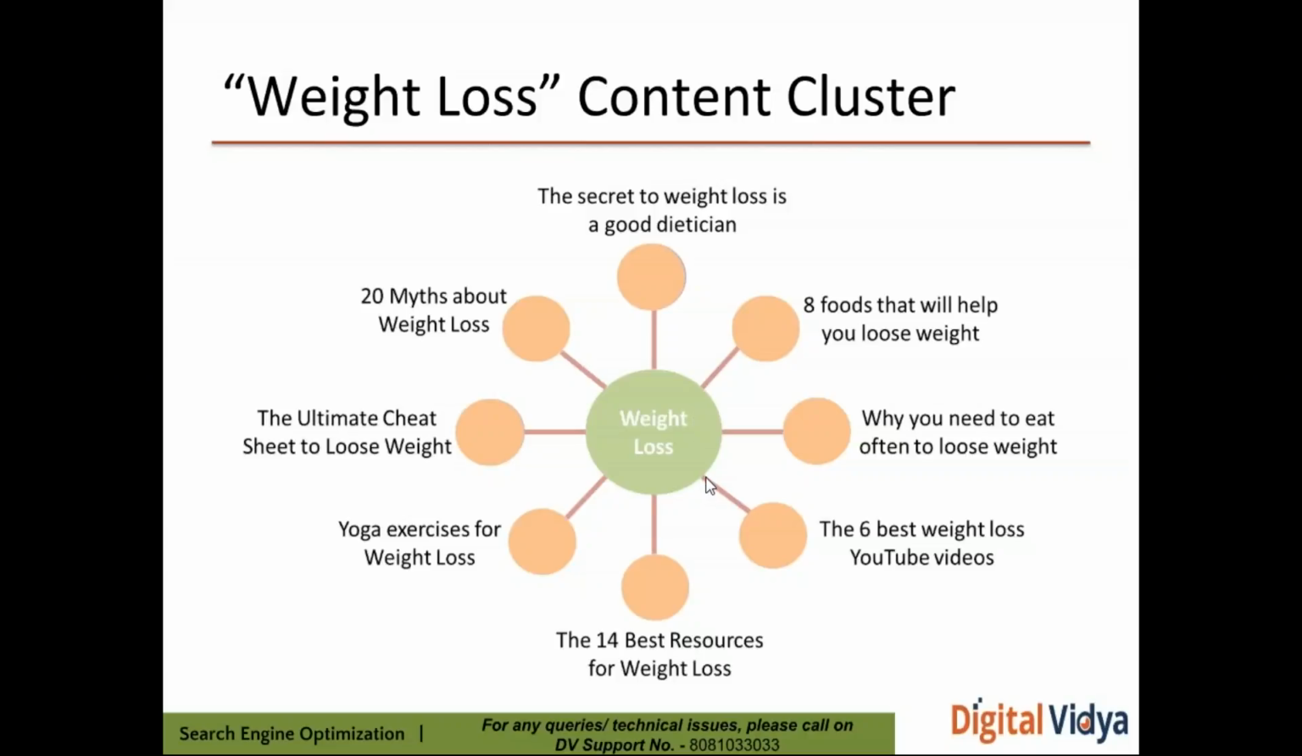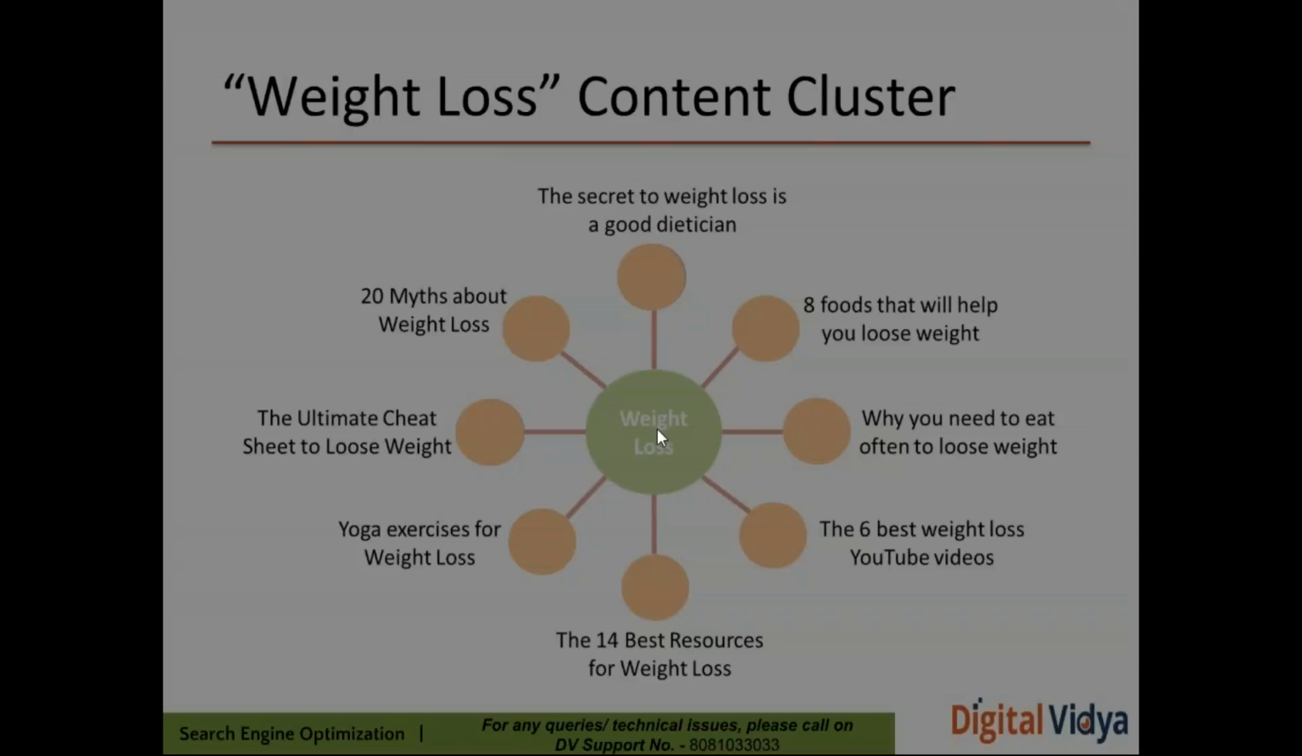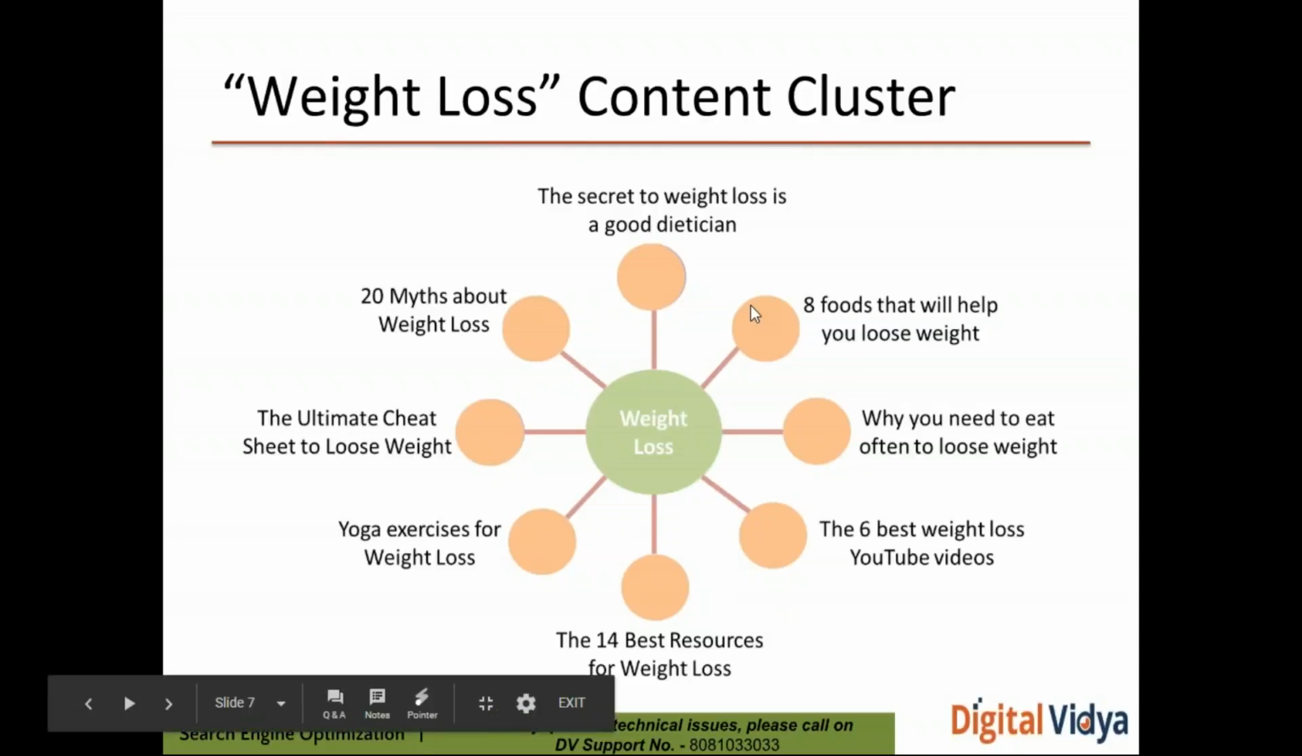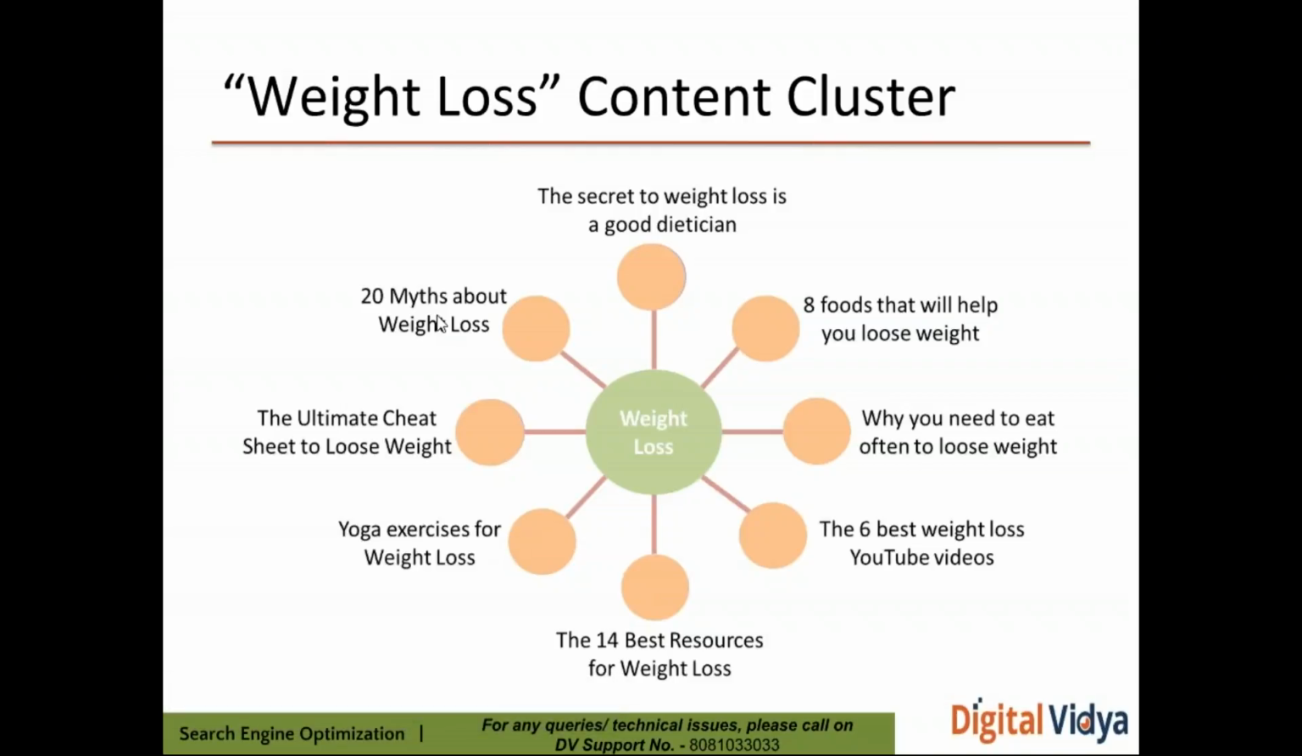Again, another example is this one. Mukesh, with this example, it would be clear to you. My website is about weight loss. I'm trying to rank for the keyword weight loss, right? But because weight loss is a very broad term, before even starting ranking on weight loss, I tried to cover all topics related to weight loss. So I created posts around these keywords or posts for these topics: 14 best resources for weight loss, yoga exercises for weight loss. So I started writing everything and anything about weight loss.